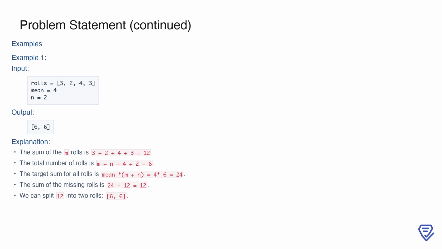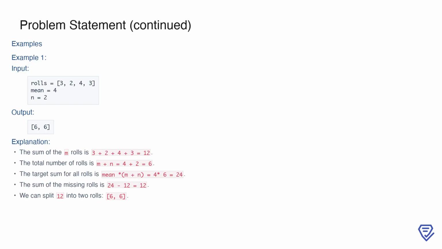Consider the input where rolls is [3, 2, 4, 3], the mean is 4, and n is 2. First, we calculate the sum of the given rolls, which is 3 + 2 + 4 + 3 = 12. Next, we determine the total number of rolls, which is m + n = 4 + 2 = 6.